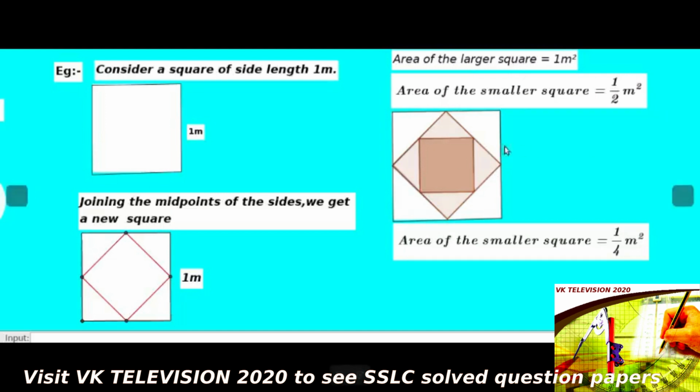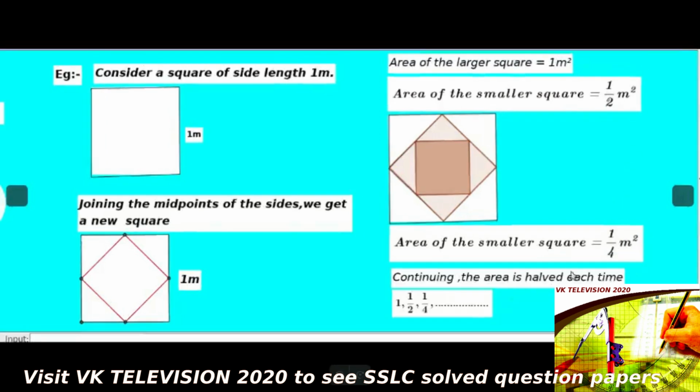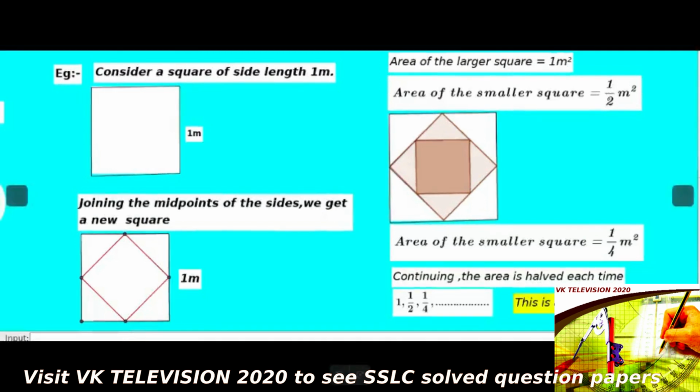After that we join the midpoints of the sides of the square, then we obtain a new square. The area of this new square is equal to 1 by 4 meter square. Now we write 1 by 2, 1 by 4, etc. Now this is a number sequence.